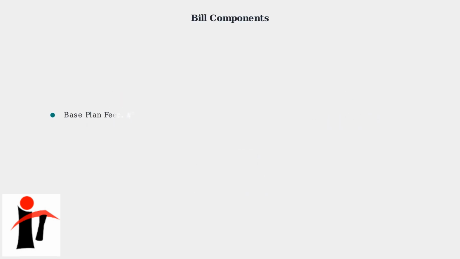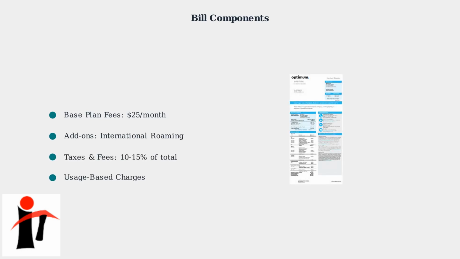Typical bills include base plan fees, add-ons like international roaming, taxes and fees averaging 10 to 15% of total, and any usage-based charges. The bill is generated monthly.